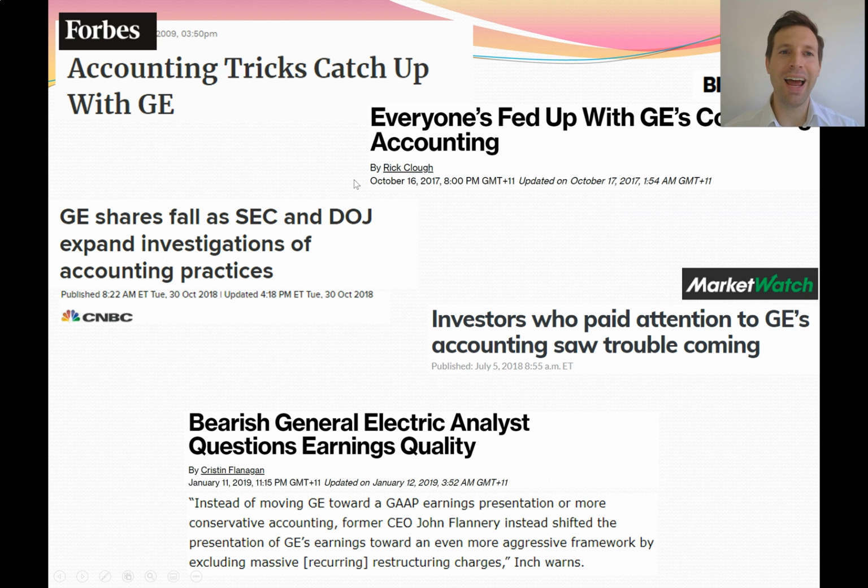Following on from that, a lot of newspaper articles and analysts have figured out that GE were engaging in all sorts of potentially poor accounting methodologies. So accounting tricks catch up with GE. GE shares fall as the SEC, which is the Securities and Exchange Commission, and the Department of Justice expand investigations of accounting practices. So they're actually getting investigated for potentially confusing or maybe illegal accounting behavior.